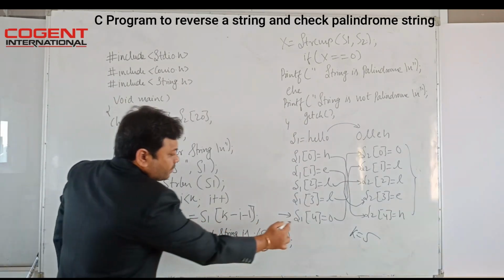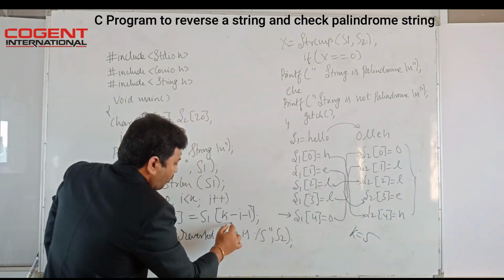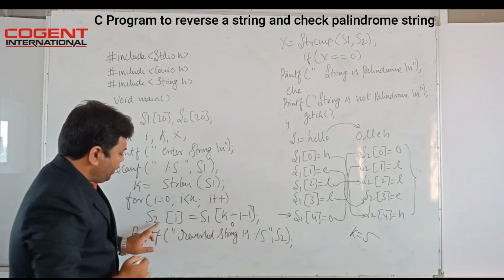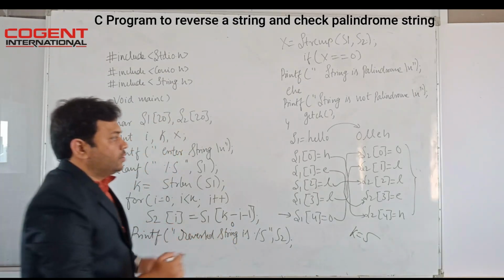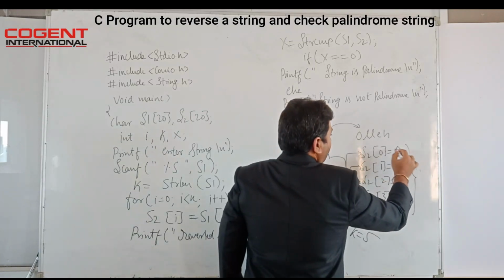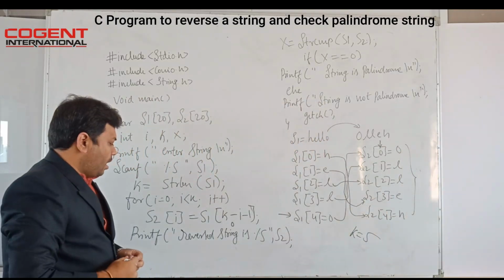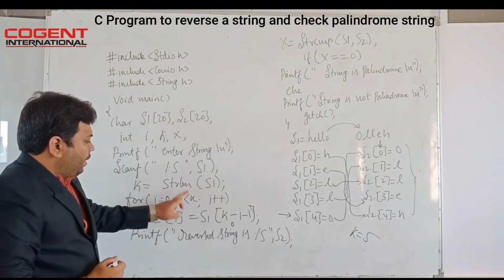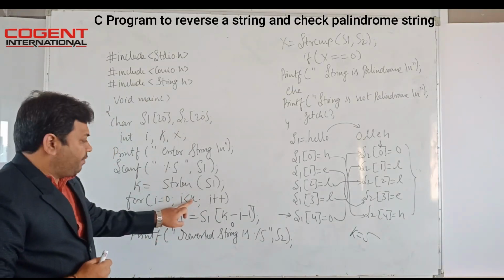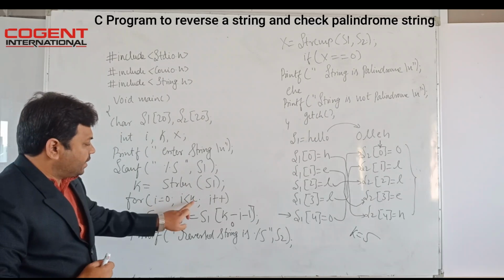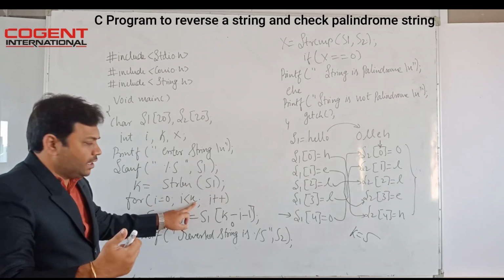So what is the value of S1 of 4? That is O. So O is copied into the S2 of 0 here. So it is copied into the first location of S2 here. Now increment the value of I here. So I value is what? 1 here. 1 is less than 5. Yes, the condition is satisfied.